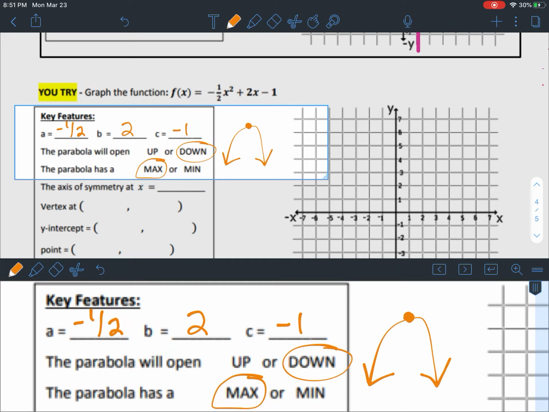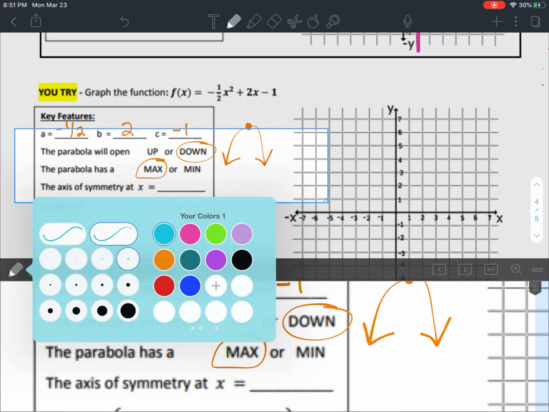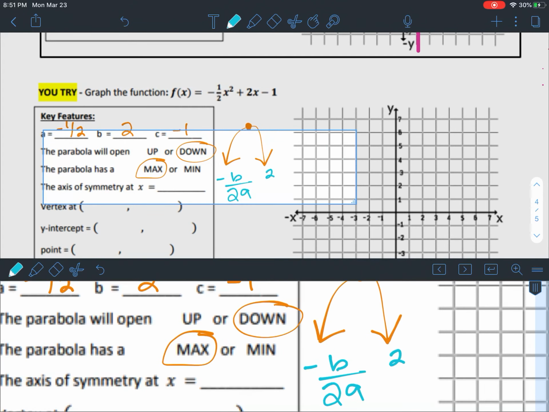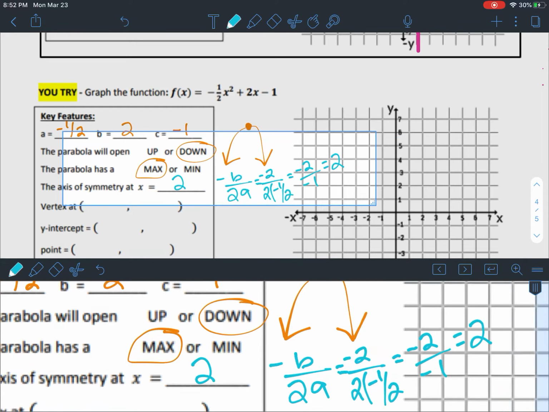So since my parabola is pointing down this time, I'm going to have a maximum value, which would be the vertex of that. To find that axis of symmetry, again, we do the negative b over 2a. So if I plugged in those values, I'd be doing -2, my bad, sorry, -2 divided by 2 times -1/2, which means I'm doing -2 divided by -1. So I just get 2 here. So my axis of symmetry happens at x equals 2.